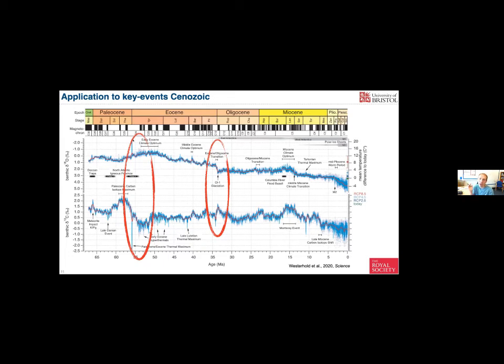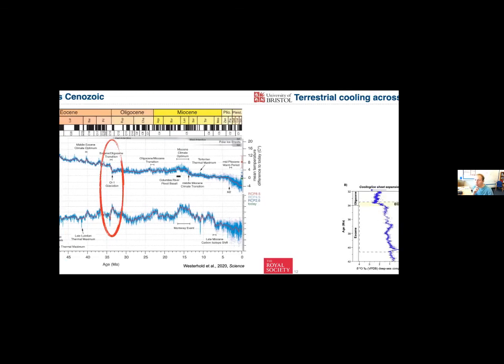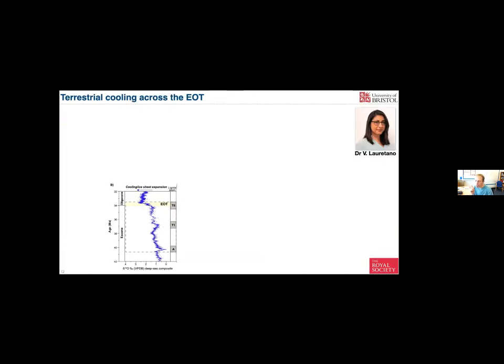These events where we have large perturbation of the carbon cycle, lots of carbon into Earth's ocean atmosphere system, maybe coming from methane hydrates, for example, though there could also be other sources. Lots of warming, ocean acidification, and we're going to see what that actually did to temperatures on land. And this is lots of work that's done by my postdoc, Victoria.